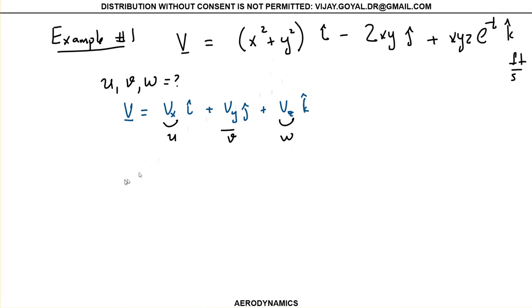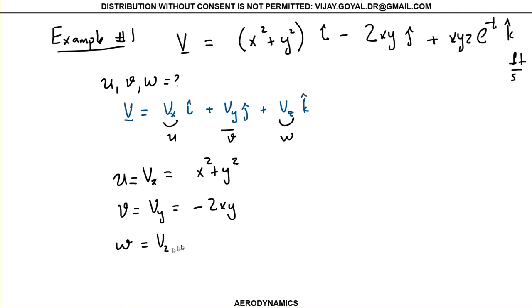Now comparing, you see that your u is equal to Vx, which is x squared plus y squared, and your v is equal to Vy, and that will equal minus 2xy. Don't forget the minus sign, that's part of the problem. w is equal to Vz, and that's equal to xyz e to the t. That would be the solution to this problem.